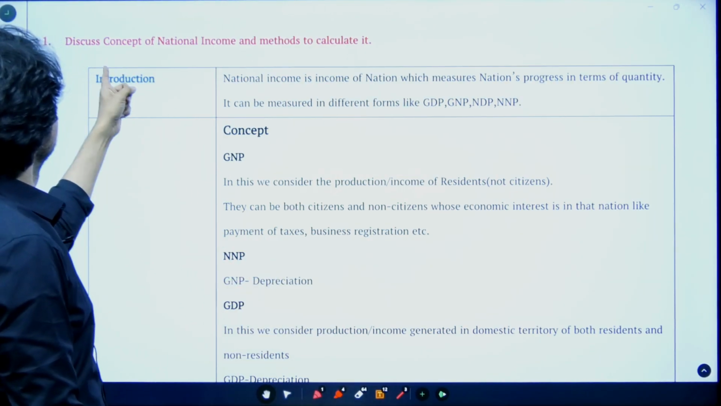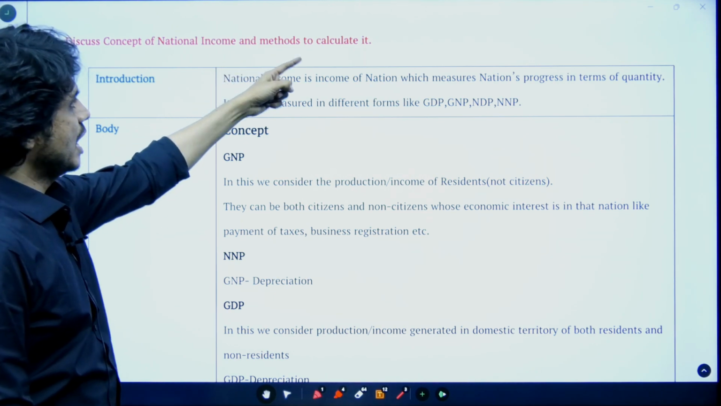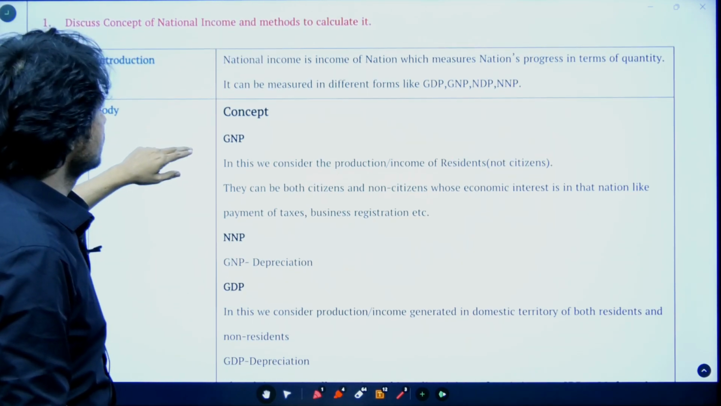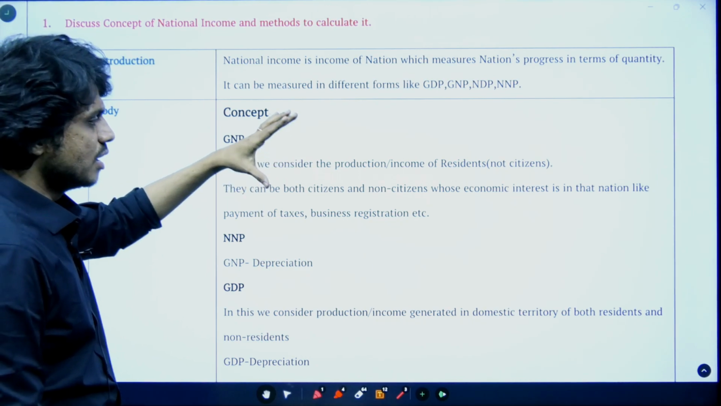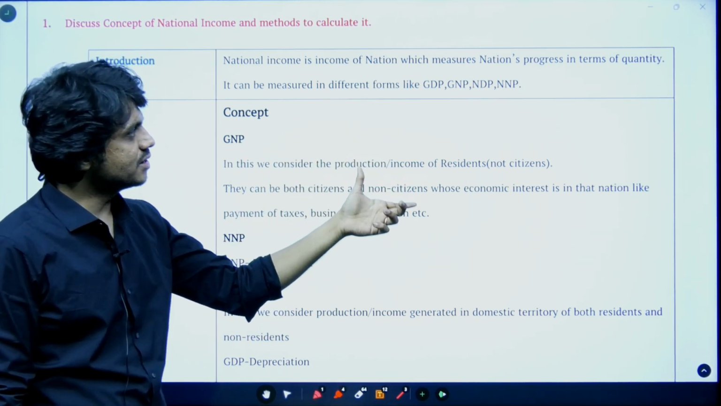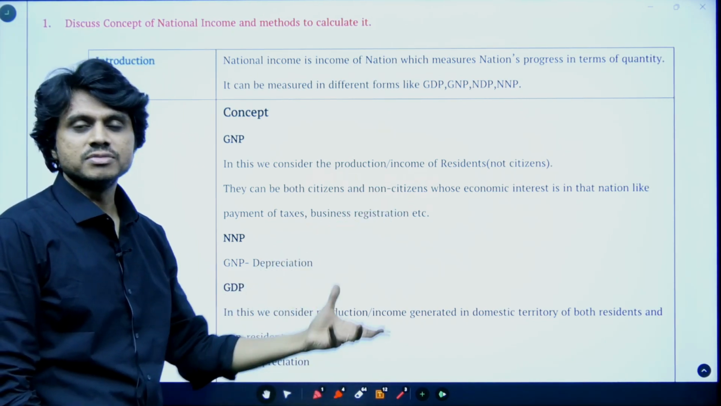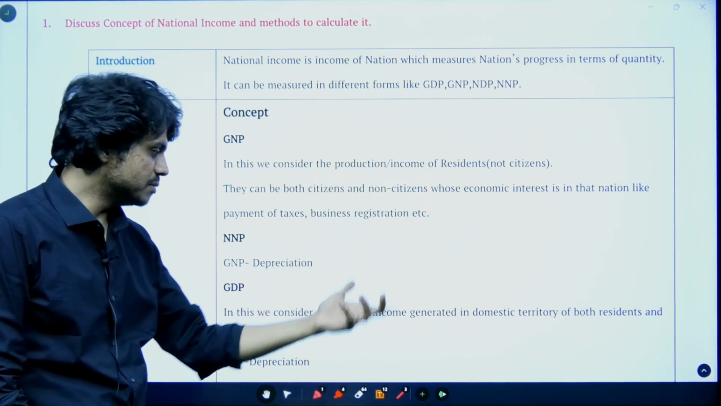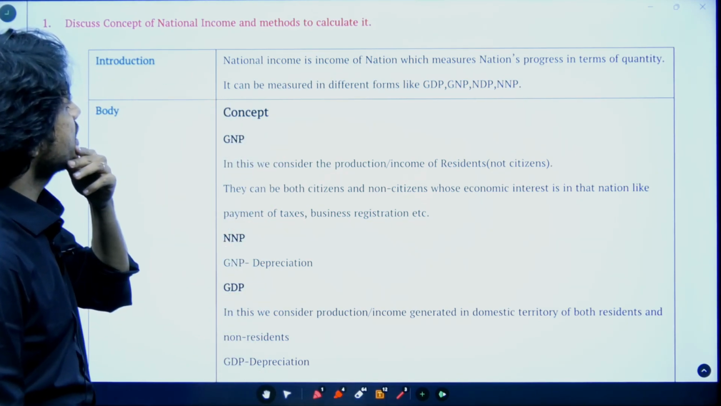Next question. Discuss the concept of the national income and methods to calculate it. Though this is a very static, fundamental question, I know people will get confused here. So that's the reason I have taken up this question. This question needs a little bit of conceptual clarity. So that's why I have taken it up.